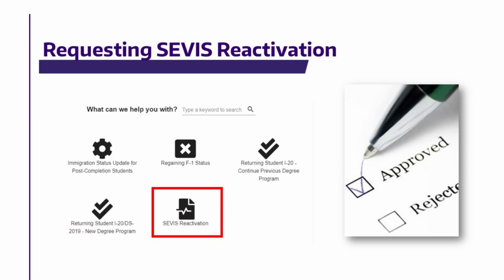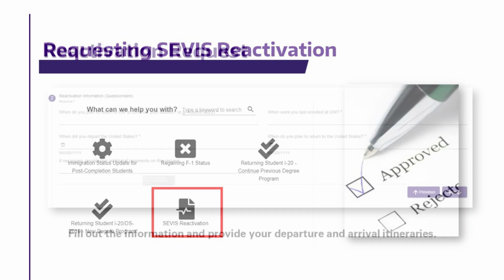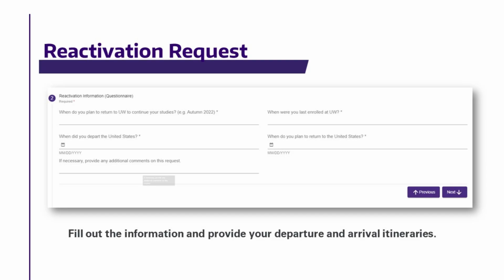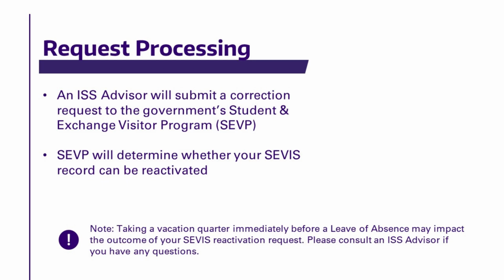You can find the SEVIS reactivation request in the Request and Documents section of the MyISSS portal. Please fill out the information and provide your departure and arrival itineraries. Once you have submitted your request, an ISS advisor will submit a correction request to the government's Student and Exchange Visitor Program, or SEVP. SEVP will determine whether your SEVIS record can be reactivated. Note, taking a vacation quarter immediately before a leave of absence may impact the outcome of your SEVIS reactivation request. Please consult an ISS advisor if you have any questions.